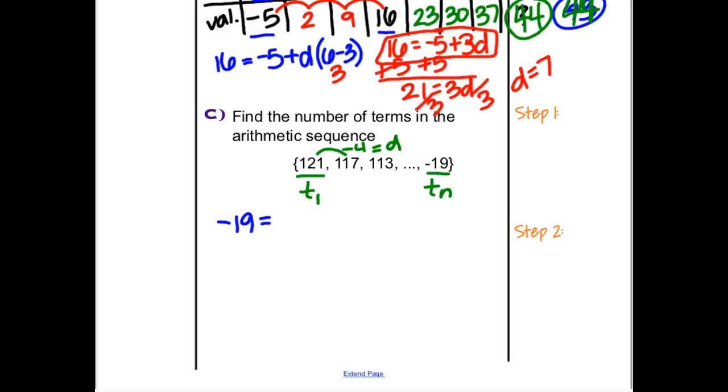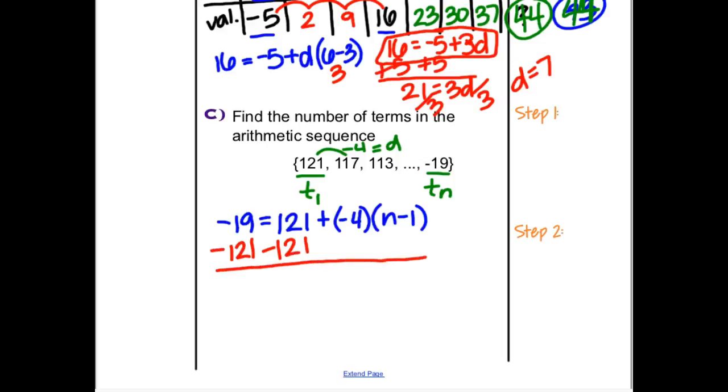You have to be careful, because a lot of people want to make the bigger number term n, and you have to go from the end to the beginning. Term 1 is 121, plus our common difference of -4 times n minus 1, which we don't know what n minus 1 is. So now I start by subtracting 121, and I see that these are both negative, so it's going to be a negative answer, and I can add them up, and I get 140 equals -4 times n minus 1.